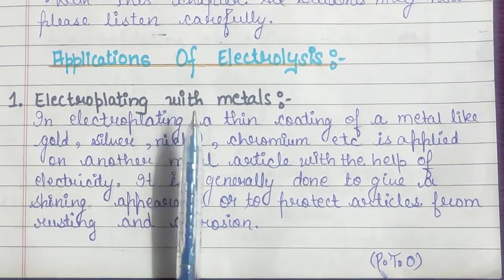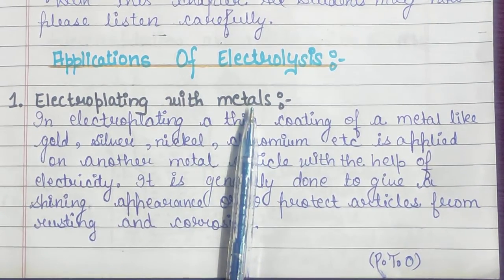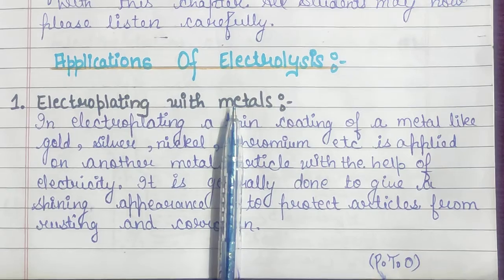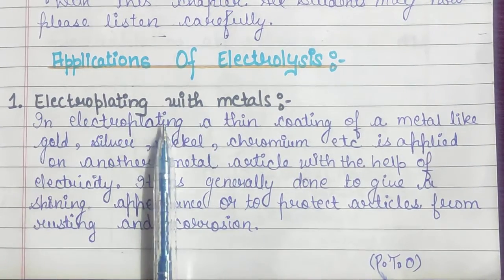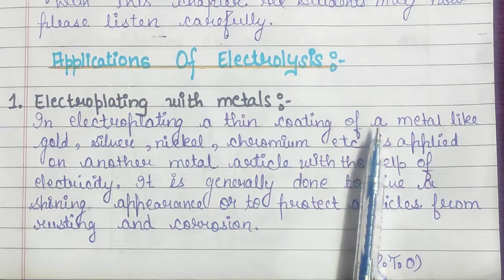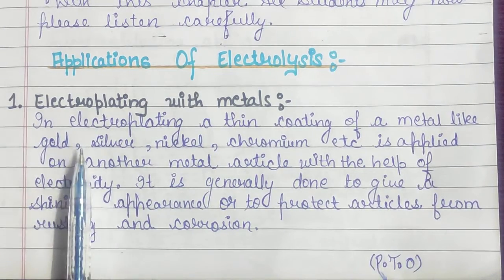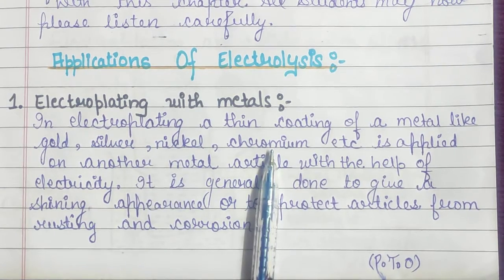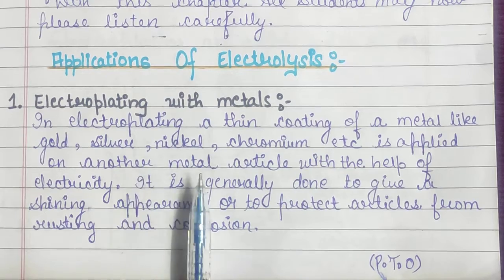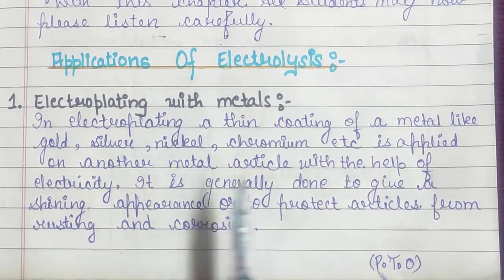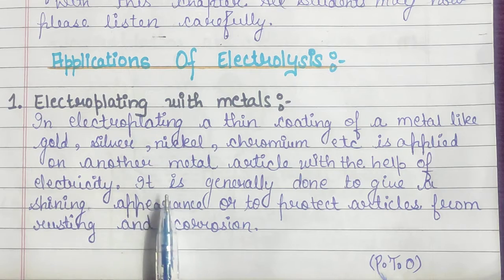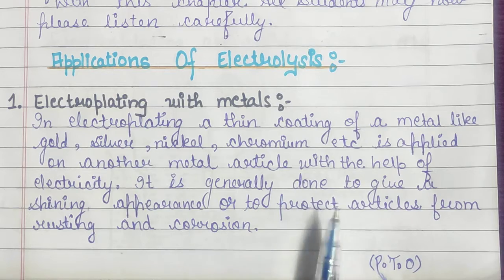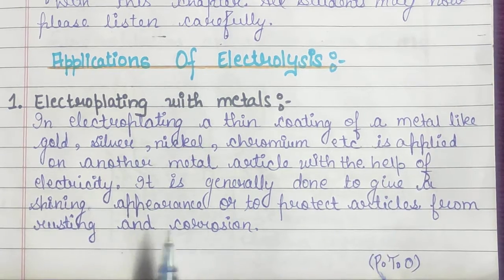First is electroplating with metals. We use electrolysis for electroplating with metals. So let us discuss this first application of electrolysis, that is electroplating. A thin coating of a metal like gold, which is Au, silver, which is Ag, nickel, which is Ni, chromium, which is Cr, etc. is applied on another metal article with the help of electricity. It is generally done to give a shining appearance or to protect articles from rusting and corrosion.